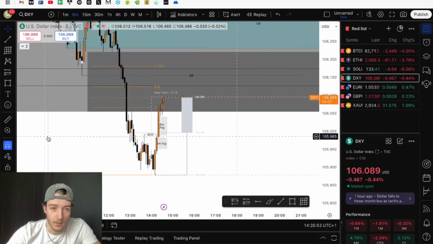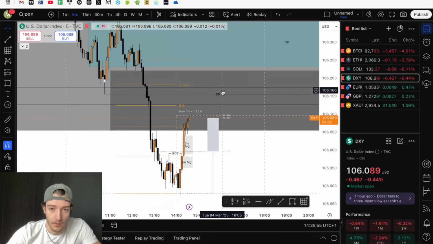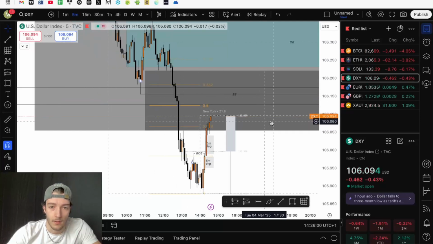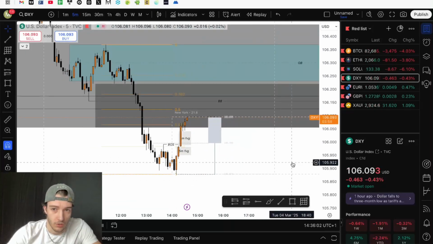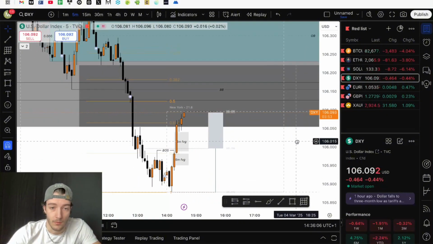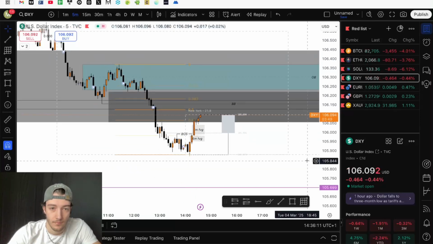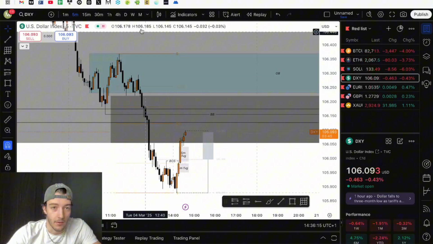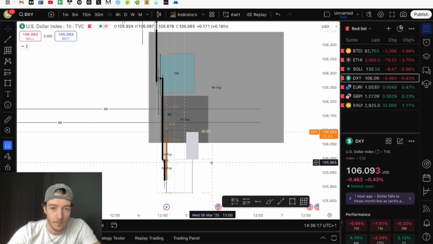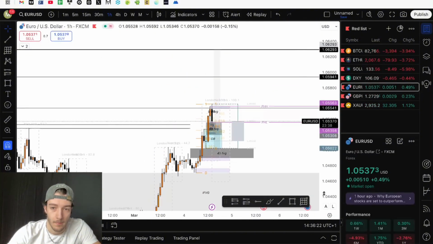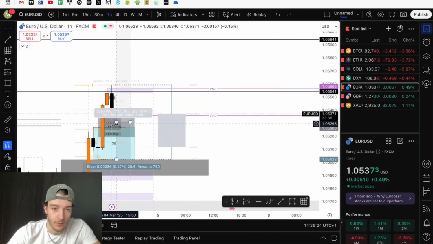Nice, the dollar decided to move a bit more up into this 1 hour fair gap. Hopefully tapping into these breakers and then break structure to the downside. We can long GU. That would be very nice. Everything would align with our bias. Dollar is bearish, Euro and GU is bullish. We're looking for longs.